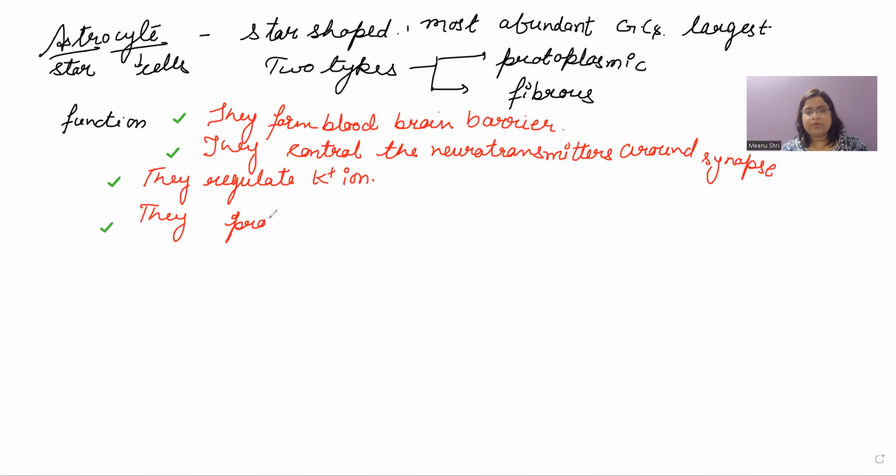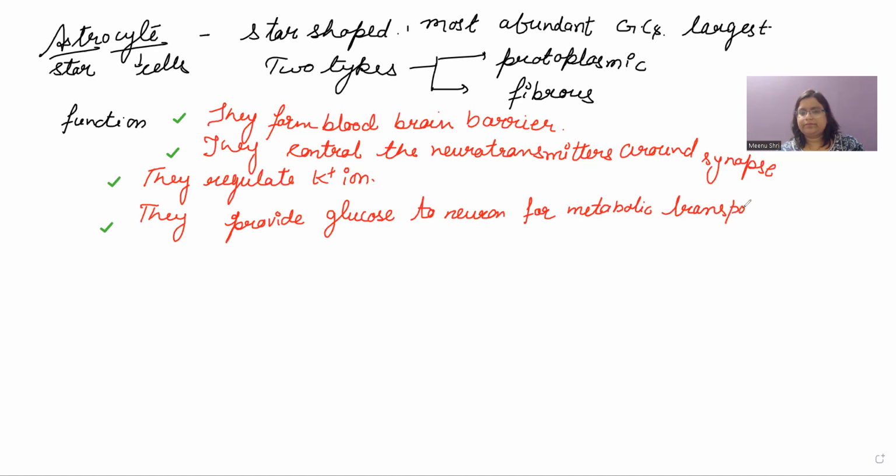The next function is that they provide glucose to neurons for metabolic support, not transport, it's support. Sorry, metabolic support, because glucose is the substance providing energy. So the astrocyte is over.